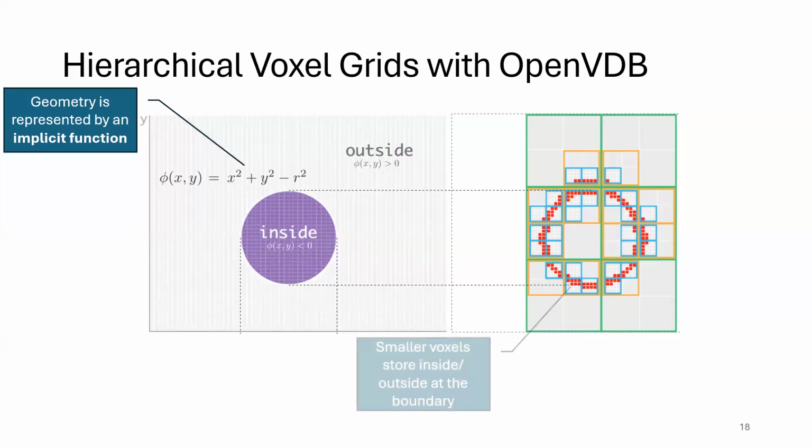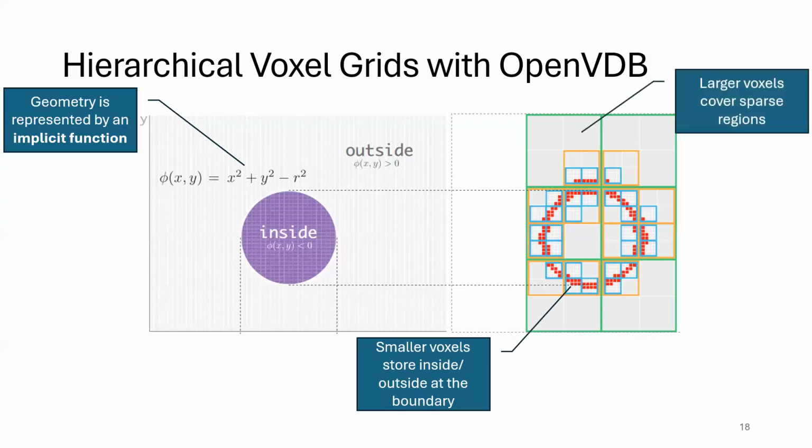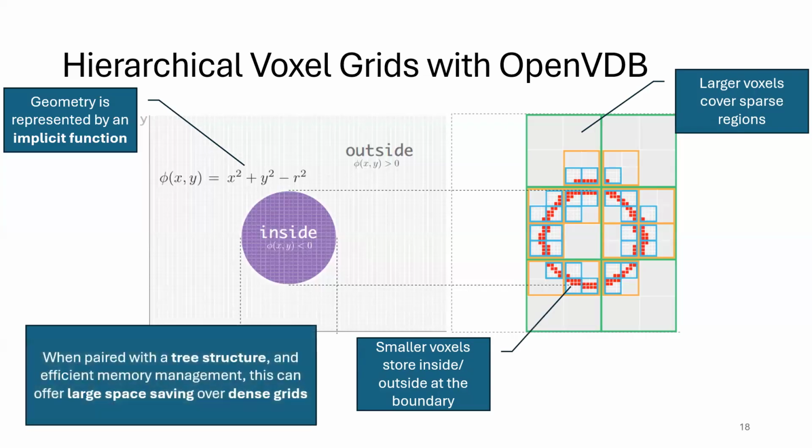Then if we come over to the voxel grid, we can see that smaller voxels are going to be used to store the actual boundary of this surface. That's to be able to capture the detail of the actual surface as much as possible. In regions where we don't have something changing, we're going to have these larger voxels that cover the sparsity better. We're able to pair this with a tree structure. That's where the hierarchical nature comes in.